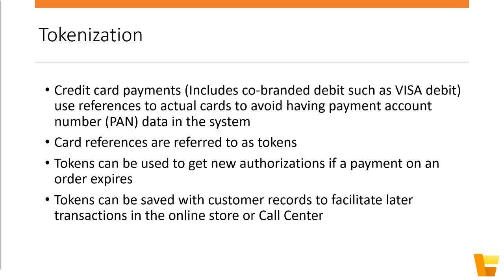So these tokens can be used to get new authorizations, like if an authorization expires on an order that takes a long time to fulfill, we can use these tokens to go and get new payments. They can also be saved with customer records to facilitate transactions through the call center. So a customer could call the call center and say, I'd like to make an order, and you have my card on file, and that token can be used to pay for that order.